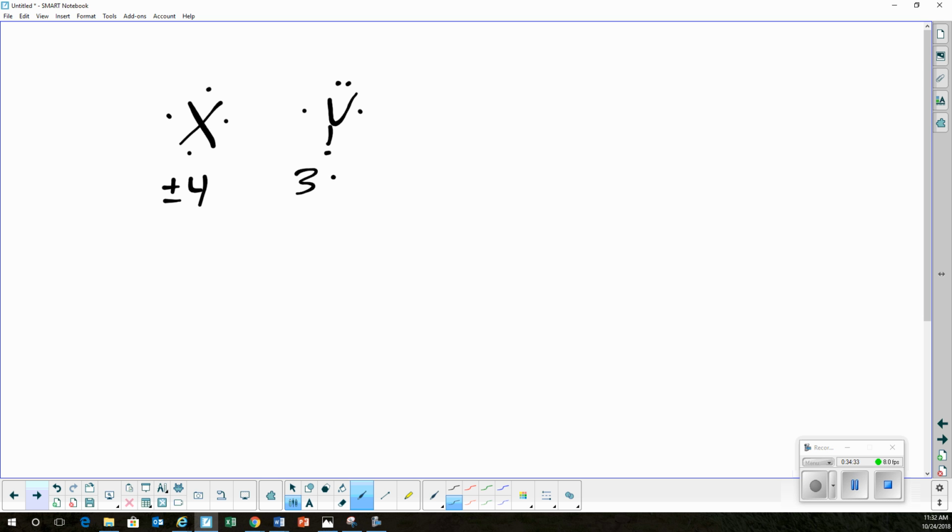3 minus or a 5 plus. What is it most likely to take? 3 minus. So I'm going to ignore that. This one is then going to be my plus. So how would I write the formula for this one?